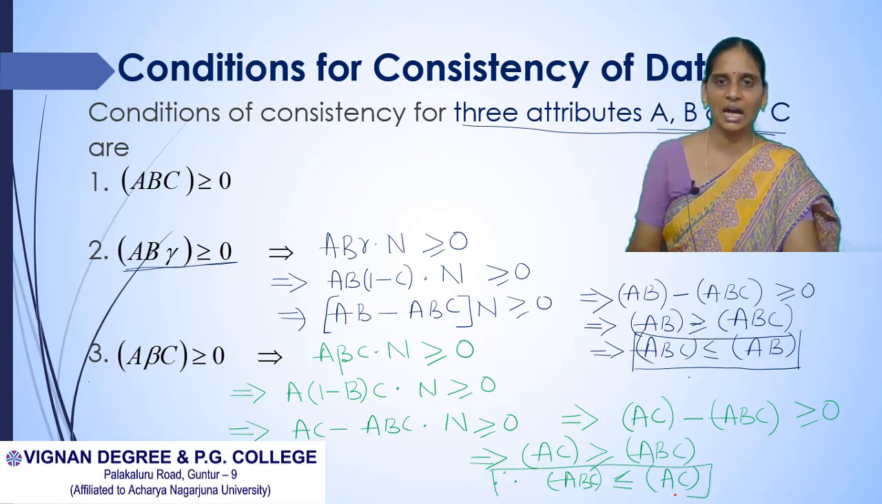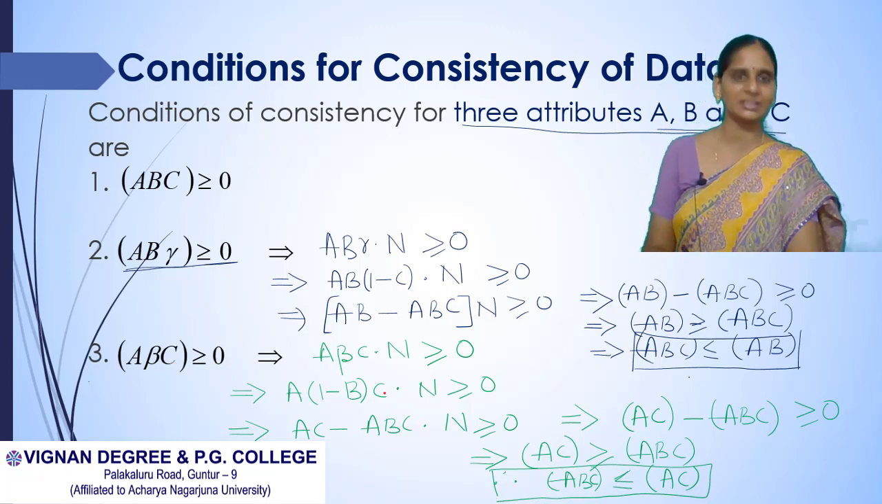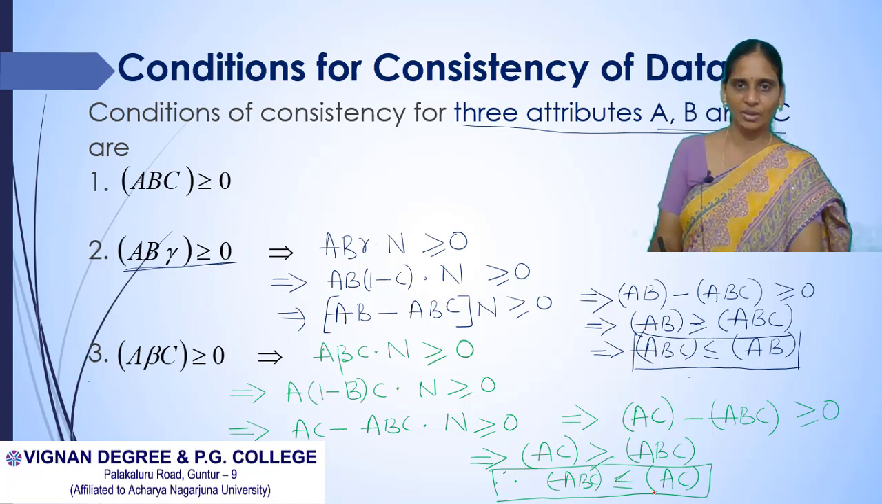So this is another consistency condition for three attributes. That is, frequency of A beta C is greater than or equal to 0. So then we get the consistency condition: frequency of ABC is less than or equal to frequency of AC.